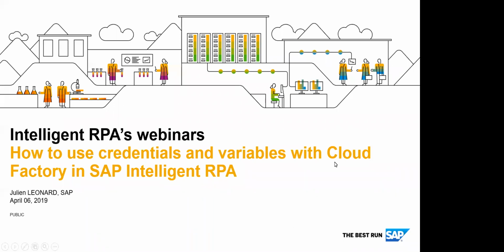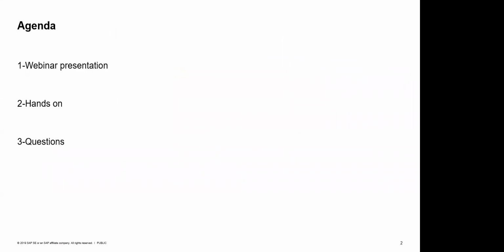Okay. So, welcome to the first community webinar on Intelligent RPA. So, Svea told you, today we will talk about how to use credential and variable with Cloud Factory in SAP Intelligent RPA. We already made a webinar about this, but we made some improvements, and now it's really easier to use. So here is the agenda. First of all, I will make the webinar presentation. And the second time, I will make the hands-on, and we will take some time to answer your questions.